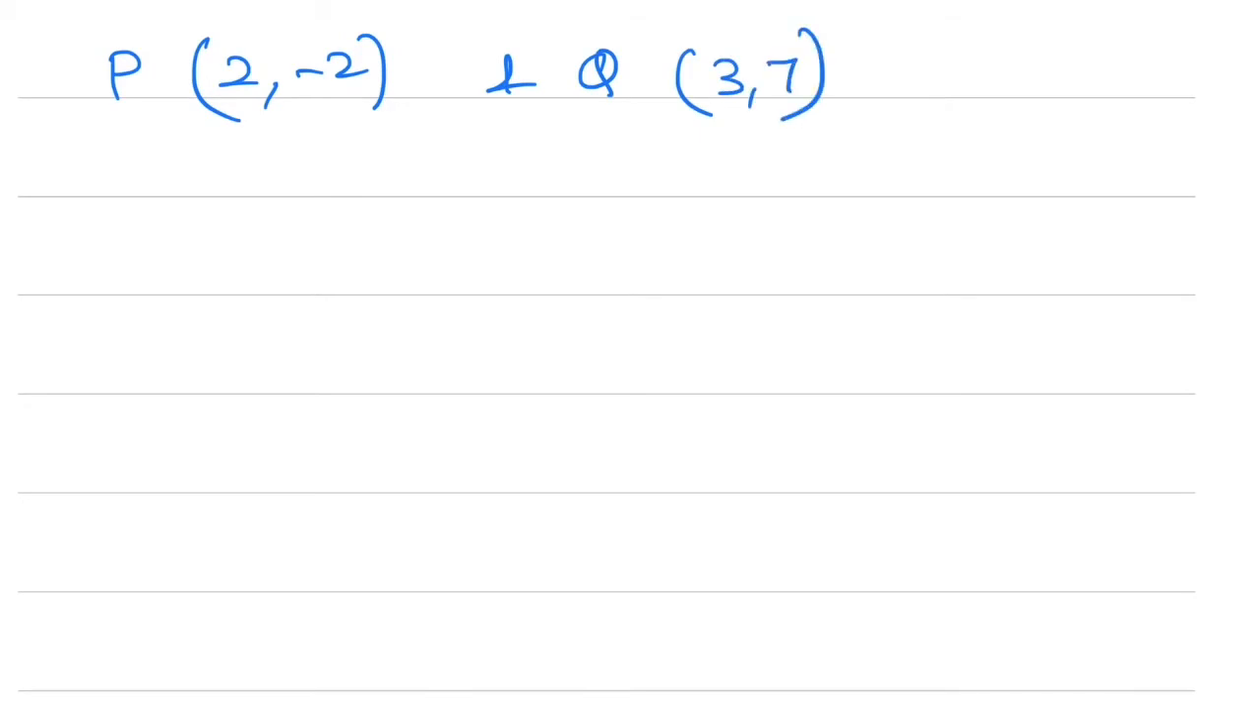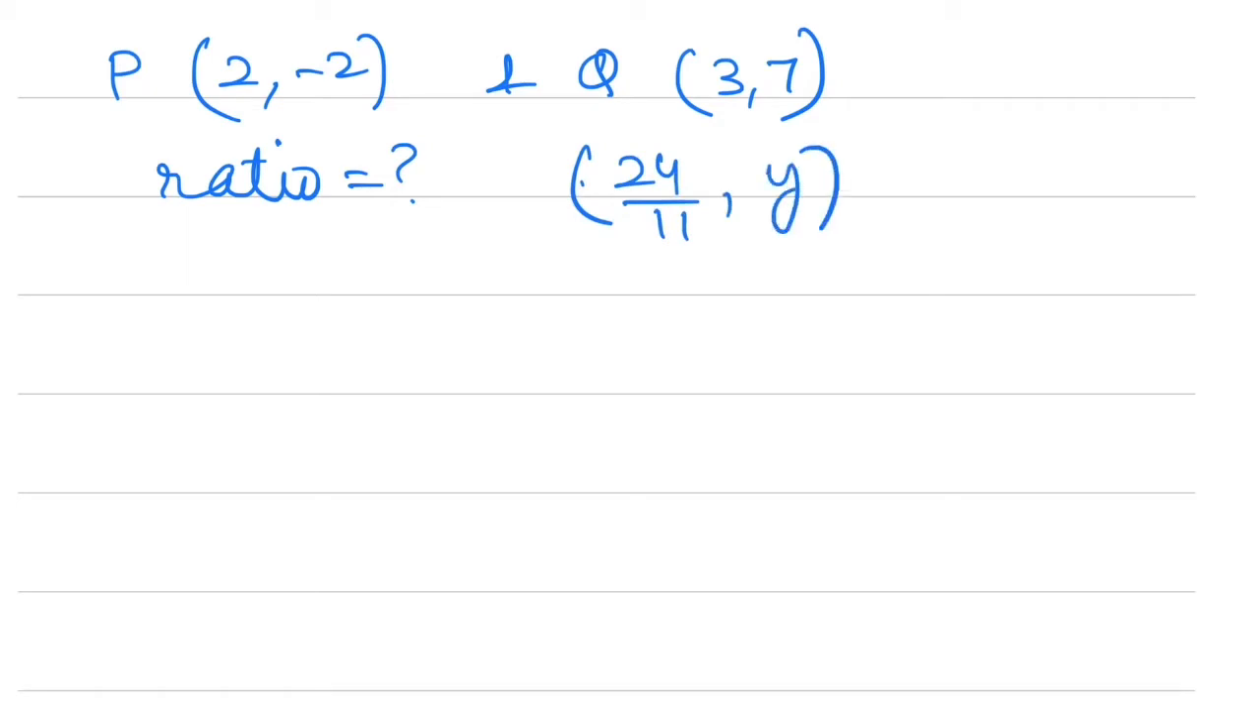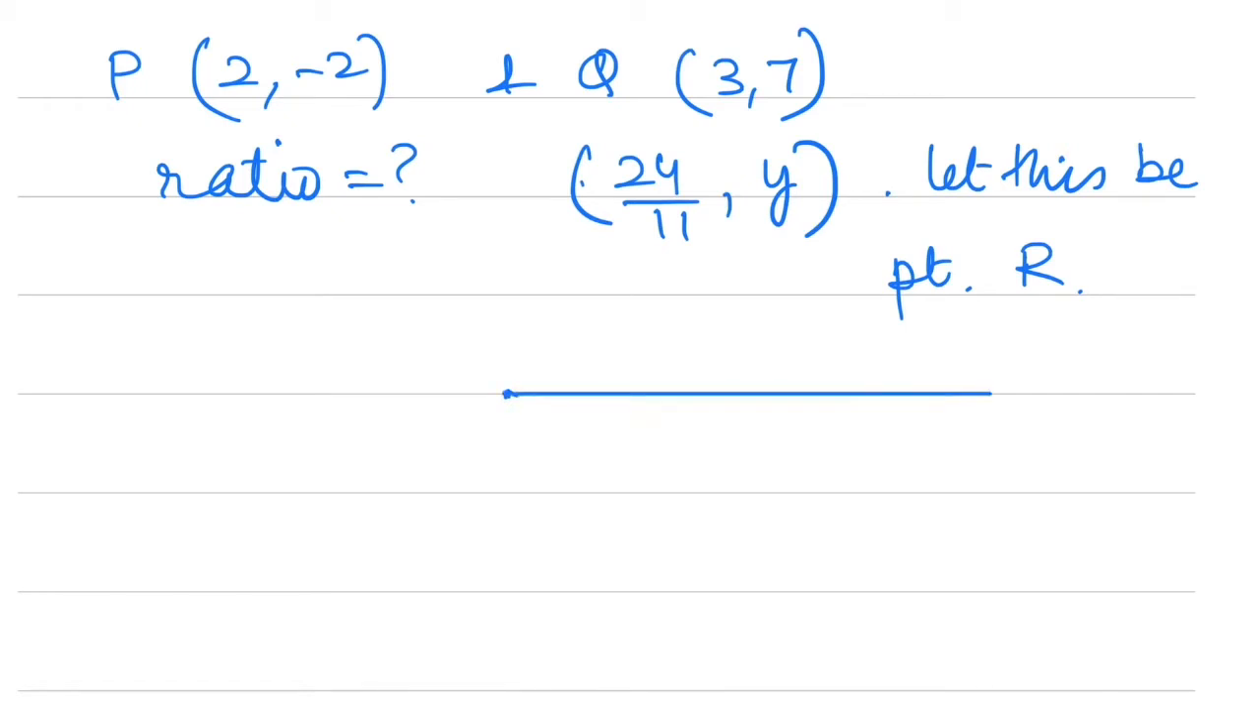Question number 14. In this question, we are given coordinates of 2 points P 2 and minus 2 and Q 3 and 7, and we have to find the ratio in which 24 by 11 comma y divide this line. Let this be point R. So we have a line joining the points P and Q.